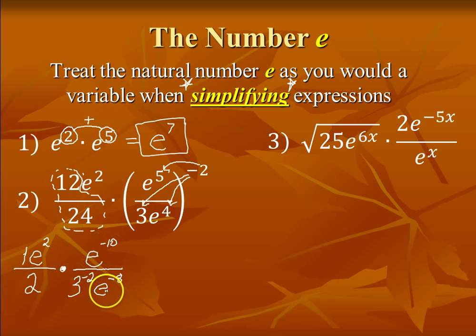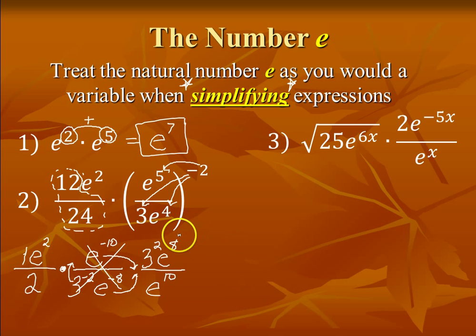Now, hopefully we recognize all of these powers inside here are negative. So I'm going to have to take the e to the negative 10, move it to the bottom. The 3 to the negative 2, move it to the top. E to the negative 8, move it to the top. So this fraction is now 3 squared e to the 8th over e to the 10th. I had to take all those negatives and flip them.